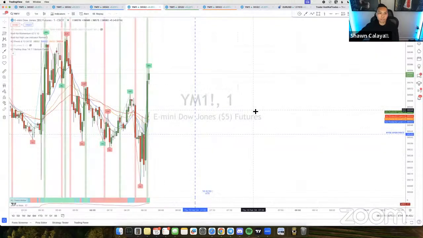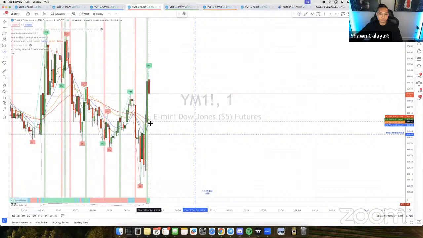Back to the PRB, there's no entry yet. So before we can start looking for some buys, we need to see a confirmation of trend here to change. Trend has not changed yet. So it's going to take some time.